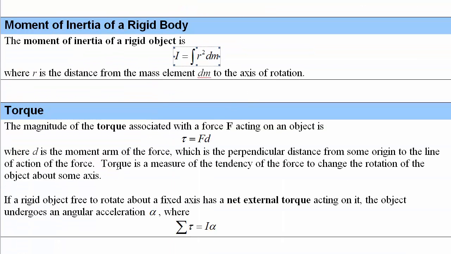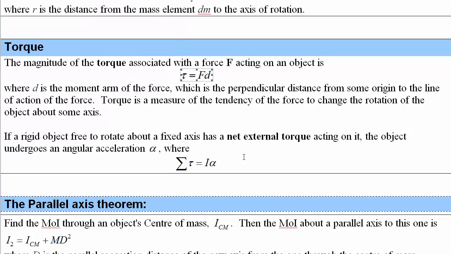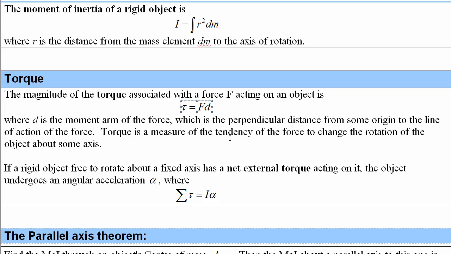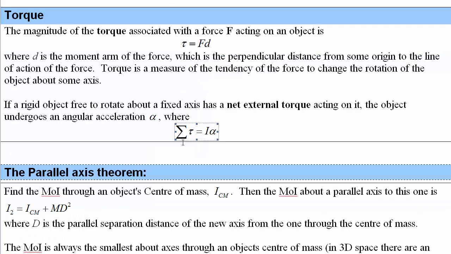not surprisingly. Torque associated with a force F acting on an object is Fd. So the torque, if d is the moment arm of the force, and this only works if the force is perpendicular. In general, you have to use a cross product. We'll see that a little bit later. The net torque acting on an object is I times alpha. So the moment of inertia times the angular acceleration.